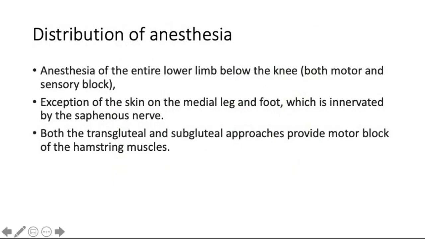For the distribution of anesthesia, basically there is anesthesia of the entire lower limb below the knee, with the exception of the skin over the medial leg and foot, which is innervated by the saphenous nerve, so we have to block it separately. Both of these approaches can also provide motor block of the hamstring muscle.